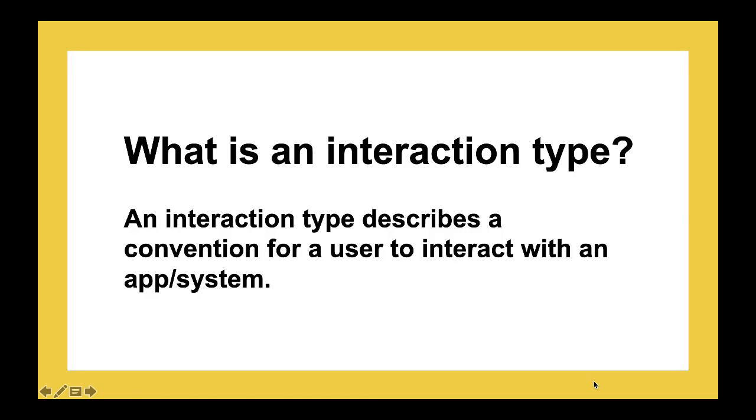So what is an interaction type? An interaction type describes a convention for a user to interact with an application or a system. And I guess that means it's a way of interacting. It's probably easier to understand what this is if you look at what the types are.